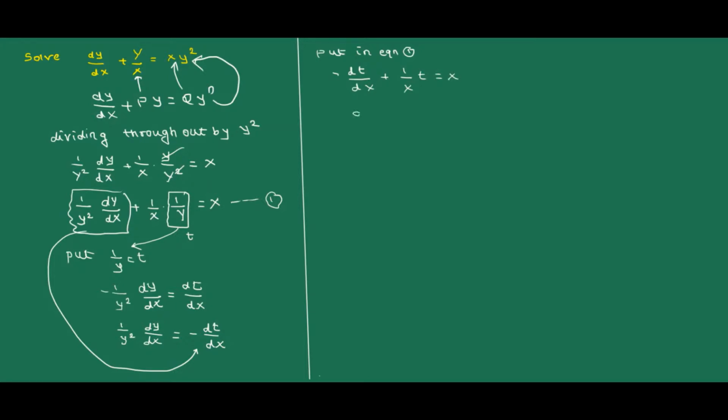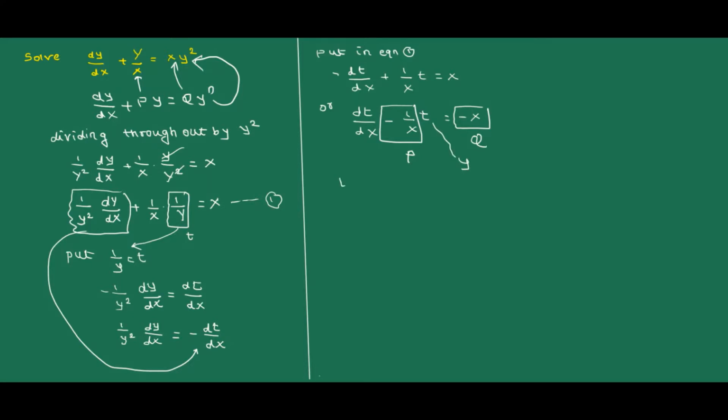Multiplying both the sides by minus sign, we can also write it as dt divided by dx minus 1 by x into t is equal to minus x, which is of the form dy by dx plus py is equal to q, where this is the value of p and this is the value of q, and this t is the y value.